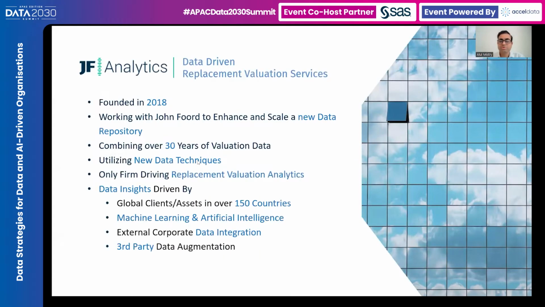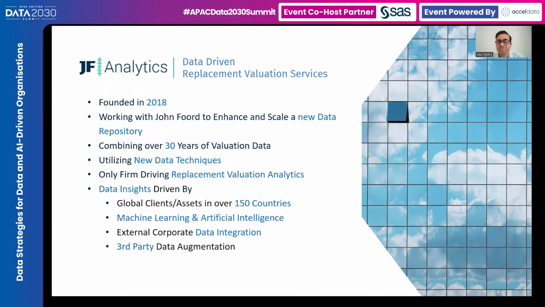So now let's go to a brief introduction about JF Analytics. John Foord Analytics is a subsidiary of John Foord. It was founded in 2018. It is a comprehensive, global, and simple to use online platform to help owners, insurers, and advisors estimate current reinstatement costs for fixed assets across their whole portfolio. It is powered by John Foord, a leading independent global asset valuation practice.